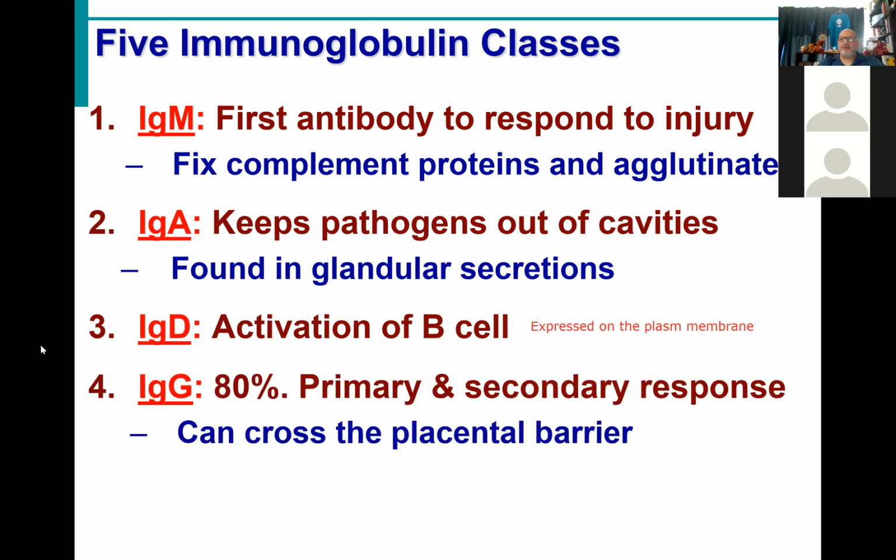The most common immunoglobulin is IgG, making up about 80% of the antibodies we find in our body. And so obviously these are the ones that are primarily involved in our immune response. Both the primary immune response, the first time we are exposed to something, and also the secondary immune response, when our memory cells help to protect us from something that we have already been exposed to.